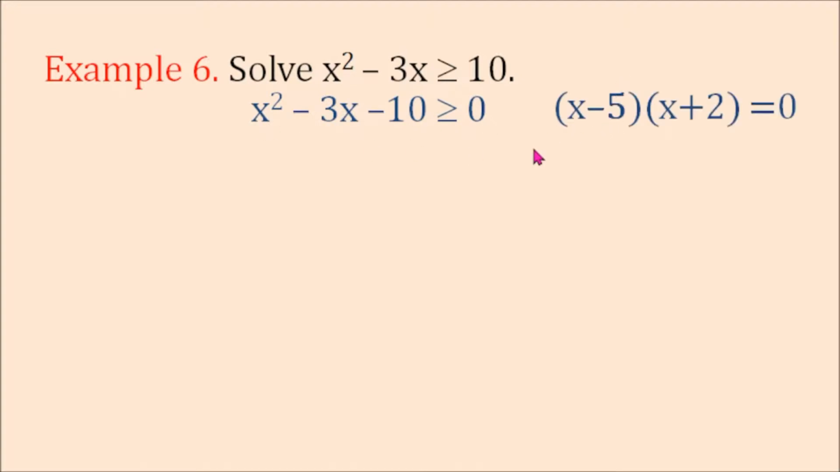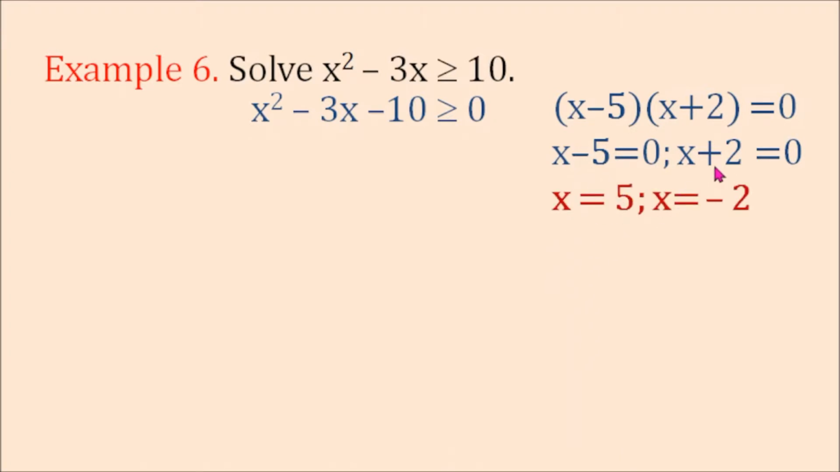So the factors are the quantity x minus 5 times the quantity x plus 2. Now it is equal to 0. Now equating both factors to 0, we have x minus 5 equals 0 and x plus 2 equals 0. For our first equation, we add 5 on both sides, so x equals 5. And for our second equation, we subtract 2 from both sides, so we have x equals negative 2.